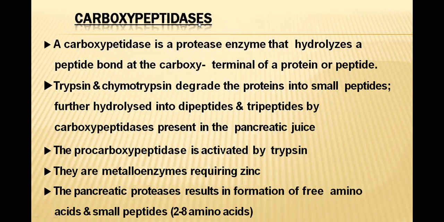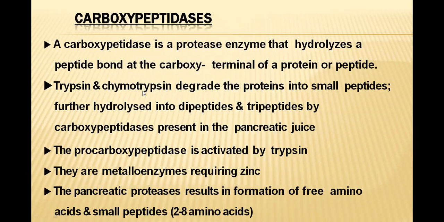Next, the fourth group of enzymes, that is carboxypeptidases. A carboxypeptidase is a protease enzyme that hydrolyzes the peptide bond at the carboxy terminal of a protein or peptide. So as I have already told, amino acids will have an N-terminal and a C-terminal or carboxy terminal. So these carboxypeptidases will cleave the proteins from the carboxy terminals only. Trypsin and chymotrypsin degrade proteins into small peptides, further hydrolyzed into dipeptides and tripeptides by carboxypeptidases present in the pancreatic juice. So in this way, trypsin and chymotrypsin work on bigger chains to give smaller chains.